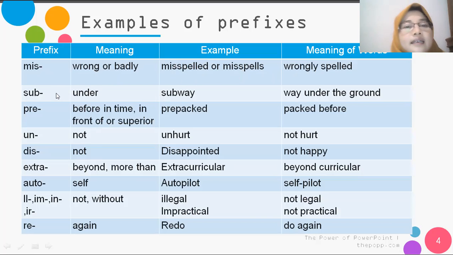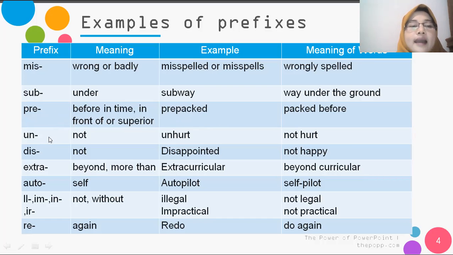And then the prefix sub-. Sub- means under, such as subway. So the meaning of subway is a way under the ground. And then the prefix pre-. Pre- means before in time, and in front of or superior. This is the meaning of pre-. Prepack means pack before.